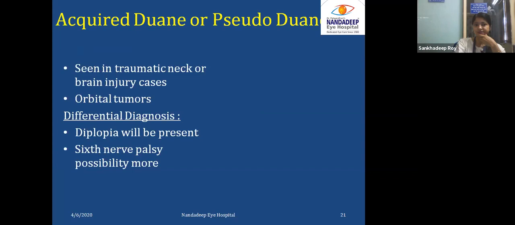Acquired Duane's and pseudo Duane's. In traumatic neck or brain injury cases, or orbital tumors, it can be pseudo Duane's. So let me show this globe one more time. This is the eye, and say this is the optic nerve and there is a muscle over there. If there is any tumor over there, definitely it will be restricted that way. This is the muscle and this is some tumor, which is tightening and holding the muscle. So if the eye looks that way, these muscles don't allow it to go to that side. This also looks like Duane's, but it is not exactly that. For those kinds of cases, we have to send patients for an MRI scan.